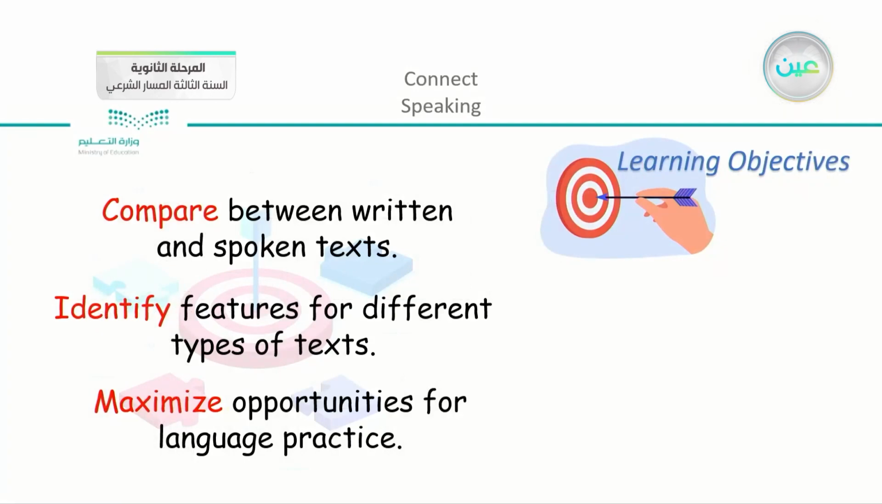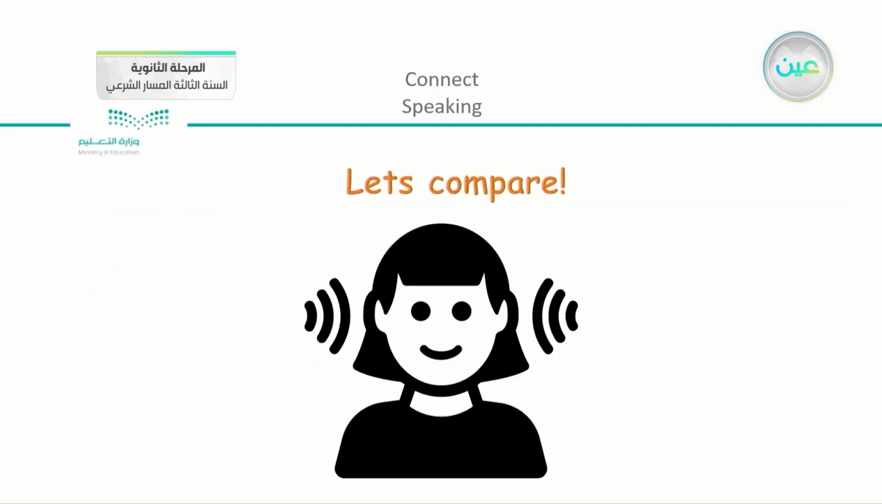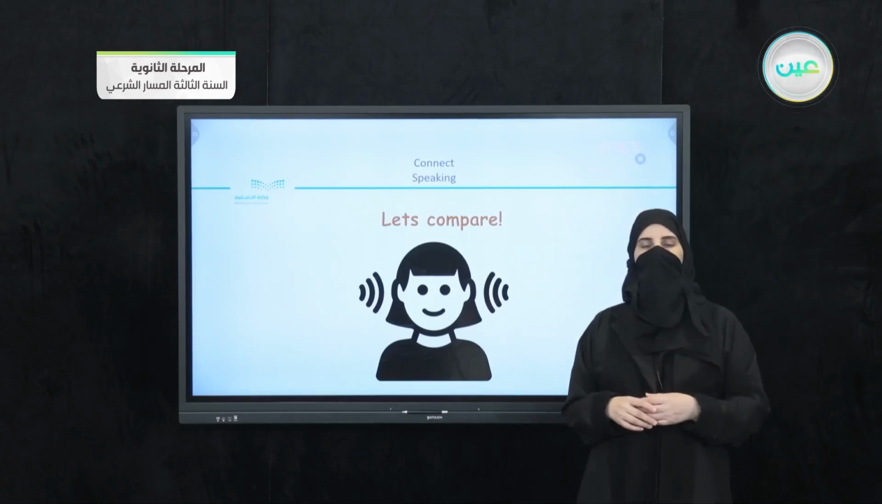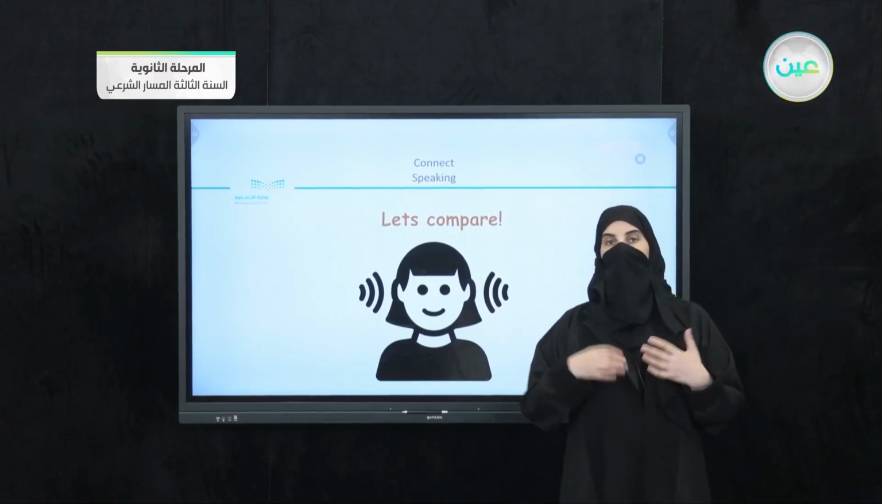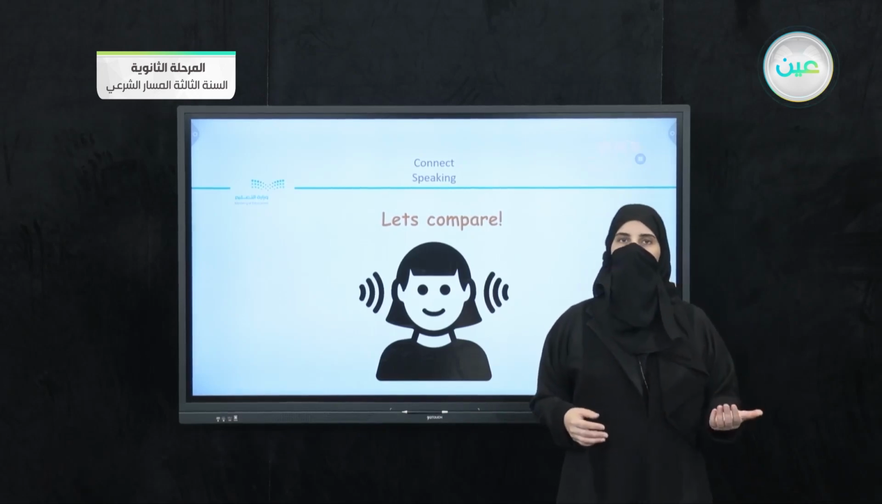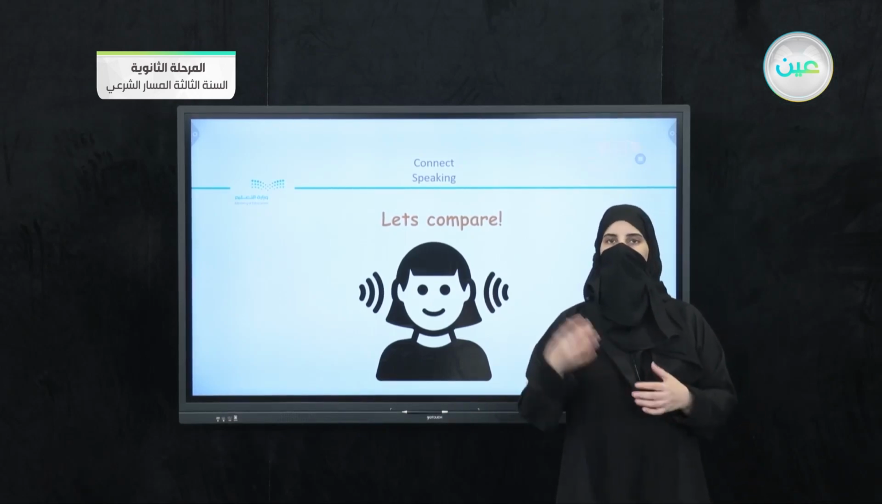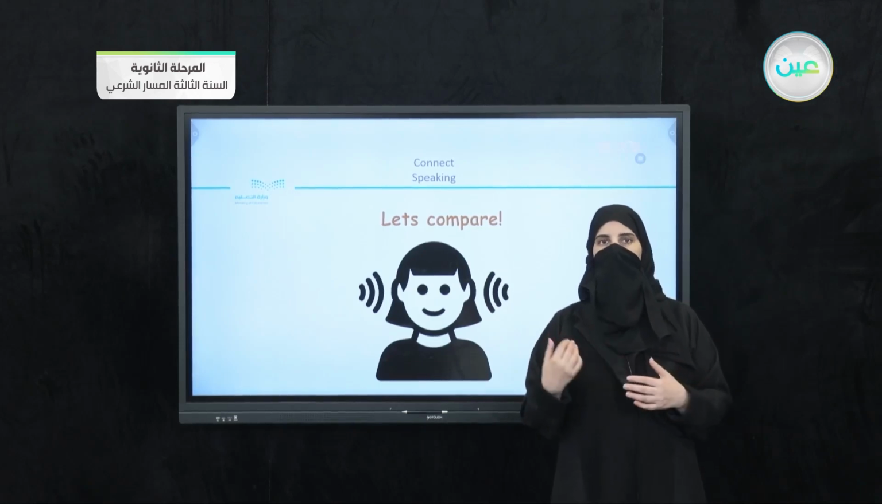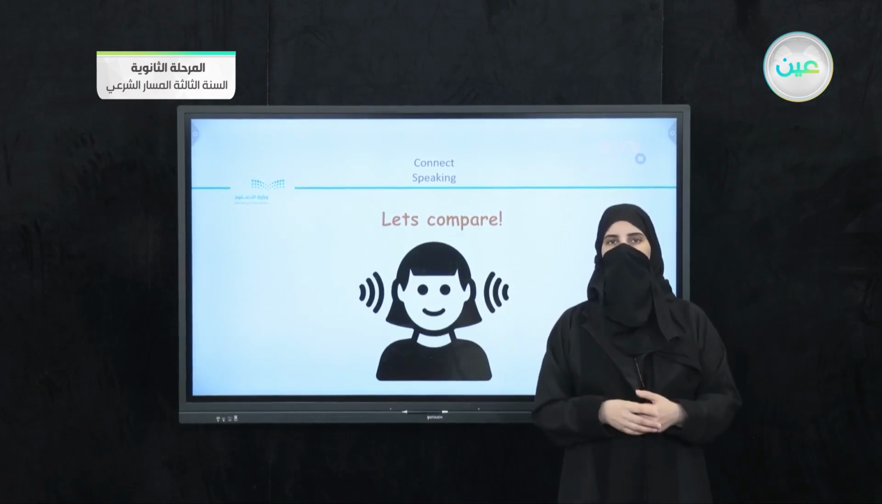Our objectives of the day are to compare between written and spoken texts, identify features from different types of texts, maximize opportunities for language practice. Now let's compare. I'm going to move on. We are going to go back to the idea of the ATM, and you are going to just listen one time and read another time a short story that we have here, which is related to the ATM that we had before and the idea of money and cards. So what do we have?